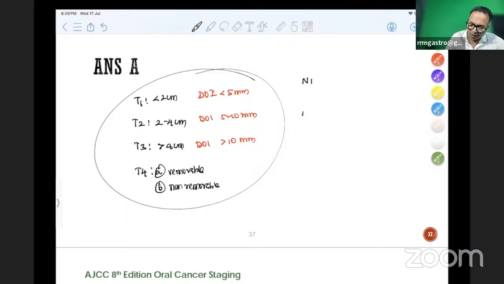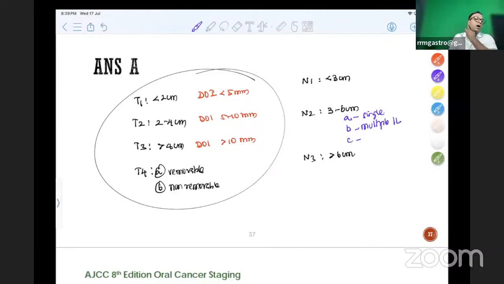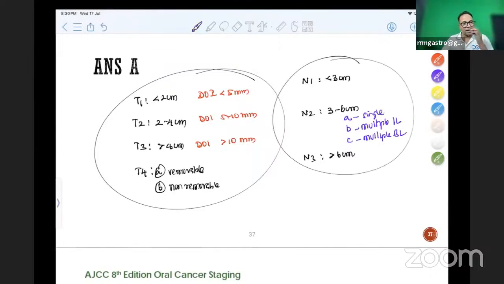So don't forget N1, N2, N3. So any node less than 3 centimeter is N1. N2 is 3 to 6 centimeter nodes. More than 6 centimeter node is N3. So in N2 you have N2A, N2B, N2C. N2A is a single node 3 to 6 centimeter. N2B is multiple ipsilateral nodes on one side, 3 to 6 centimeter. N2C is multiple bilateral nodes on both sides, 3 to 6 centimeter. So don't forget these two stagings, T staging, N staging, and M staging is mets.